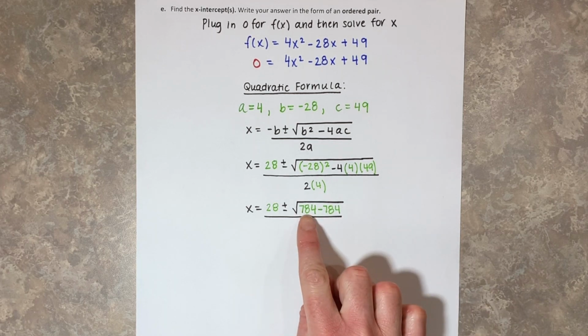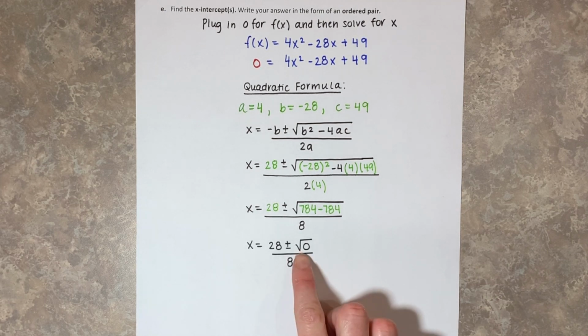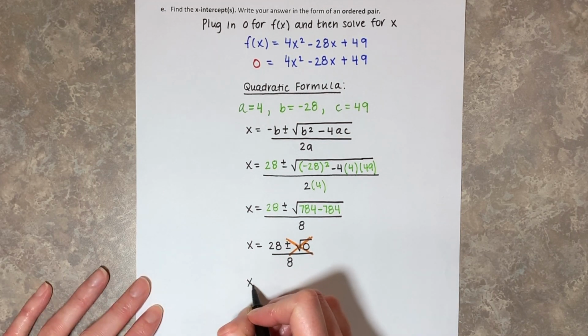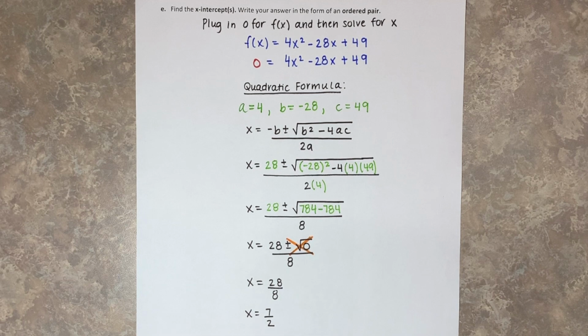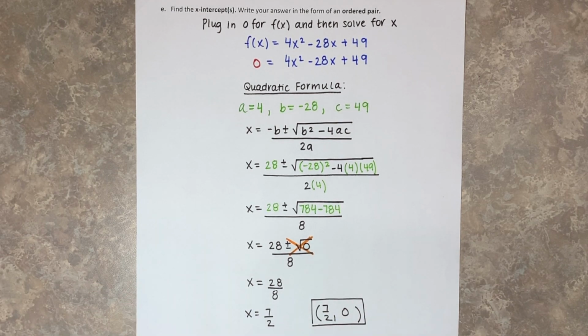Now notice 784 minus 784 gives us 0, so we're left with 0 underneath the square root. Now the square root of 0 is just 0, so adding or subtracting 0 does nothing, so we can really cross this off. And that just leaves us with x is equal to 28 over 8. That reduces to 7/2. Now we found the x-intercept, but we usually write x-intercepts as ordered pairs. So if we write our x-intercept as an ordered pair, we know that the y-coordinate of any x-intercept is 0, and the x-coordinate we found was 7/2. So in our previous example, we had 2 x-intercepts. Here's an example where we only have 1 x-intercept.